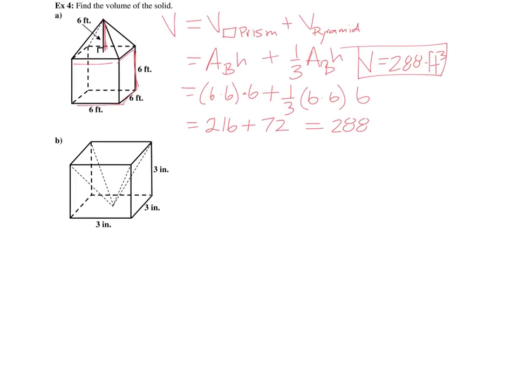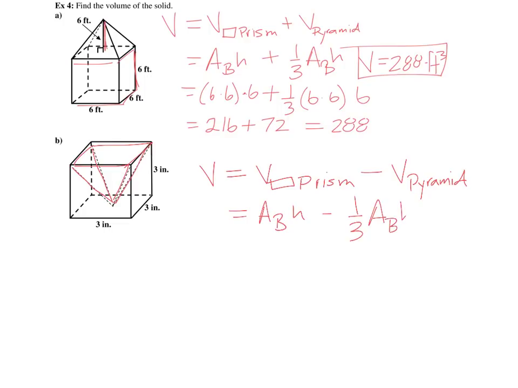All right, for the next problem, we have a rectangular prism and we have a pyramid that was cut out of the rectangular prism. Okay, so first thing we need to do is set up our formula. Volume is equal to volume of the rectangular prism, and then what are you doing with that rectangular prism? You are cutting out the volume of a pyramid. All right, so what's the volume of a prism? Area base times the height. Volume of a pyramid, 1/3 area of the base times the height.